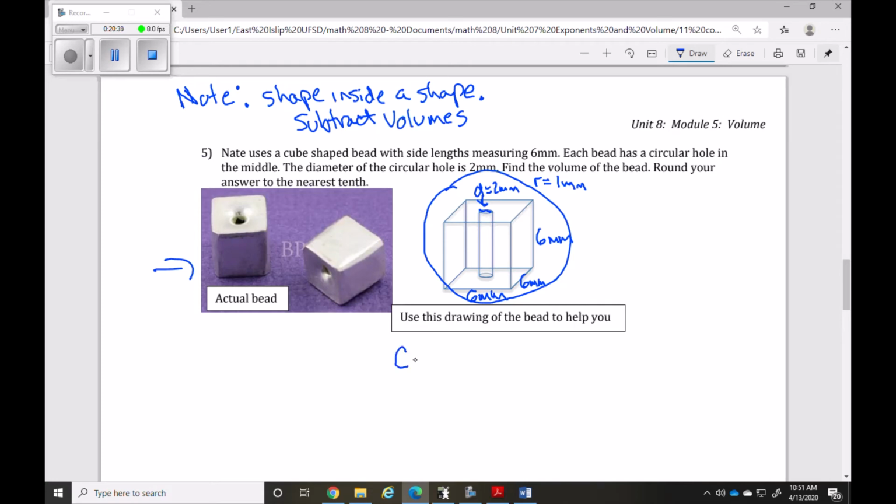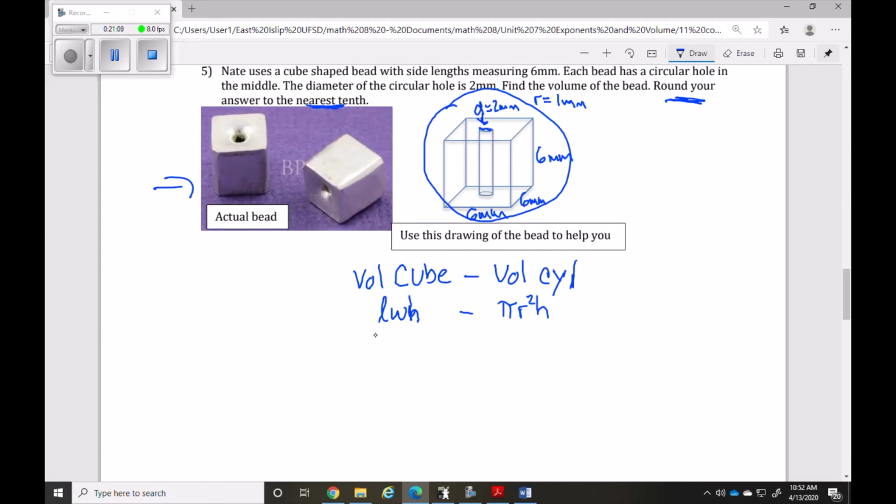So we're going to do the larger or the outside shape, so the volume of the cube, minus the volume of the cylinder. So volume of a cube is length times width times height. Volume of a cylinder, pi r squared h. It does say round to the nearest tenth.